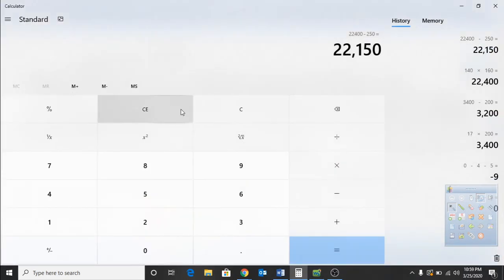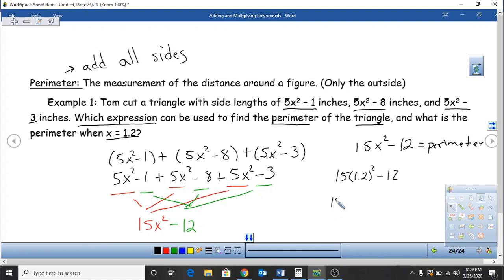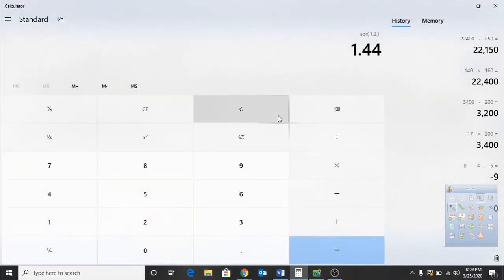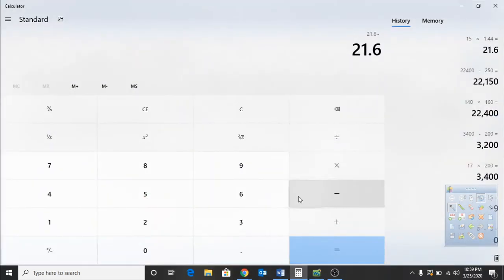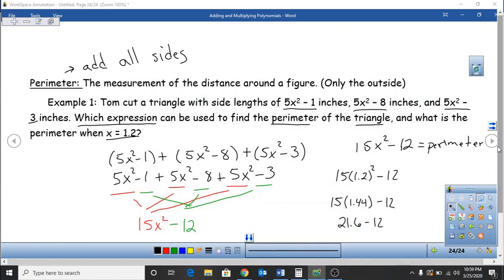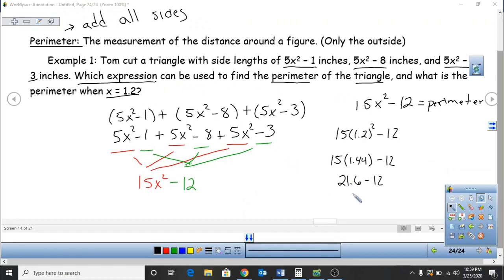So the first thing I'm going to do is follow my order of operations, which is to do exponents first. So I'm going to go to my calculator. I'm going to clear this. I'm going to do 1.2, and I'm going to square it, and that's 1.44. Okay, so this is 15, and then this just changes to 1.44, and then minus 12. Okay, so I'm going to take 15 and multiply it by 1.44, and I get 21.6. 21.6 minus 12, so I'm just going to subtract 12. That's going to give me 9.6.